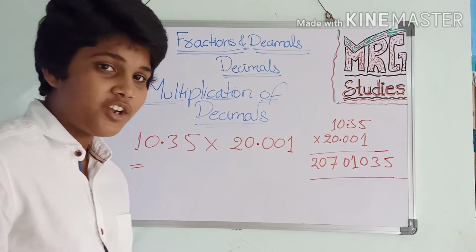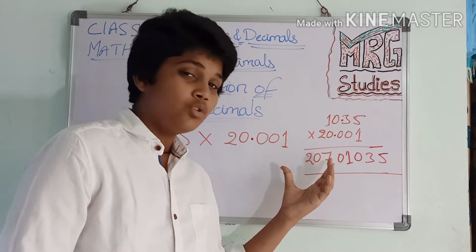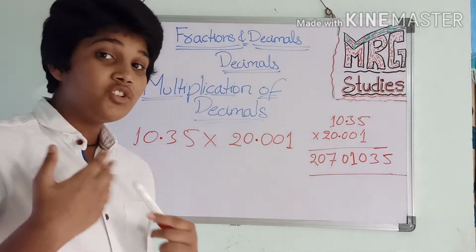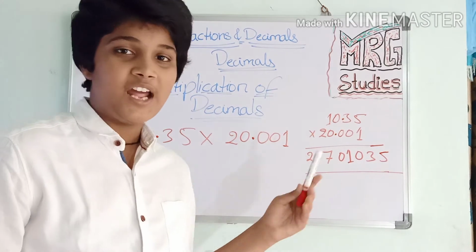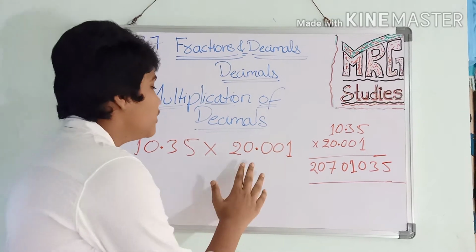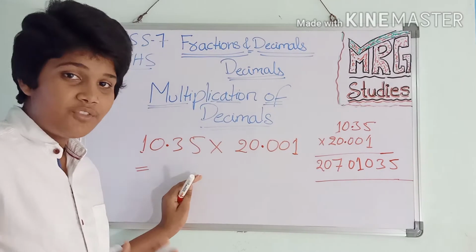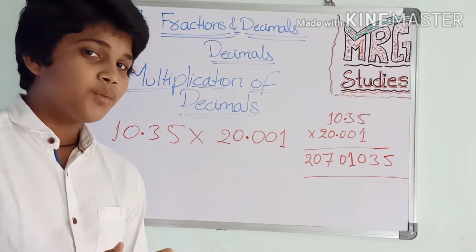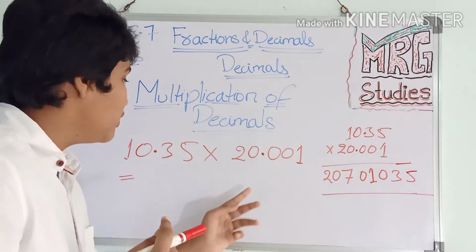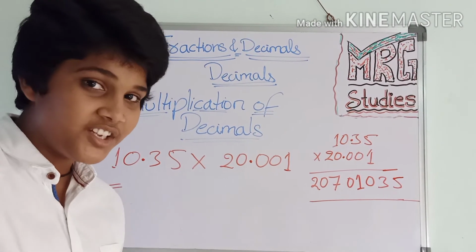Without the decimal point, after you do the multiplication, you will get the answer: these digits, 207,01035. After you get that, how should we keep the decimal point in that answer? You see in this question, 10.35 we have and 20.001 we have. Now we should count from right to left after the decimal points how many digits we have. See here, 1, 2, 3, 4, 5. How many digits do we have? 5 digits we have after the decimal point.